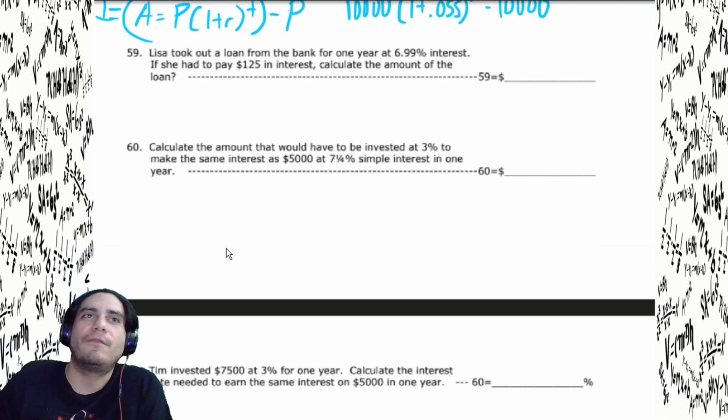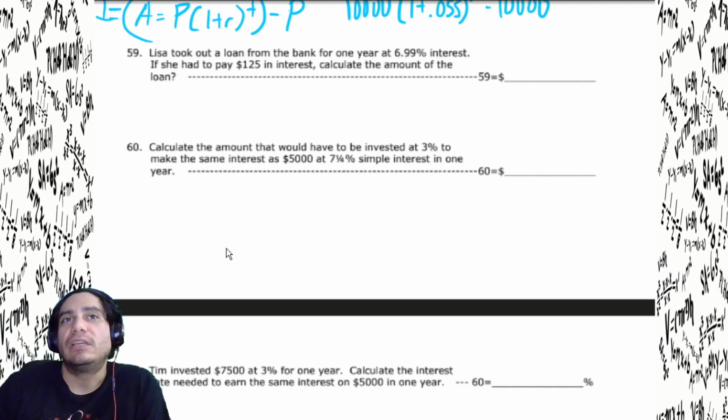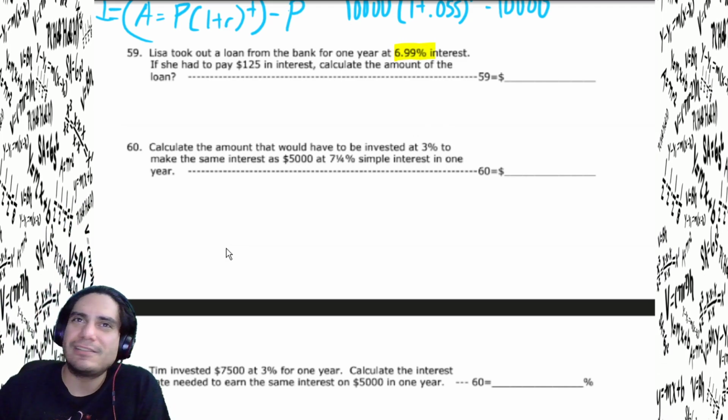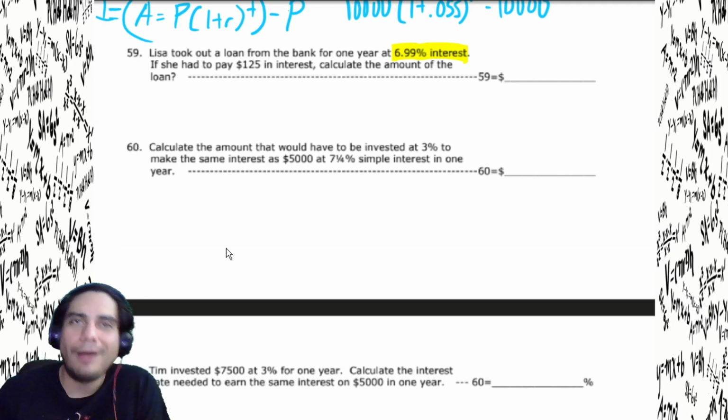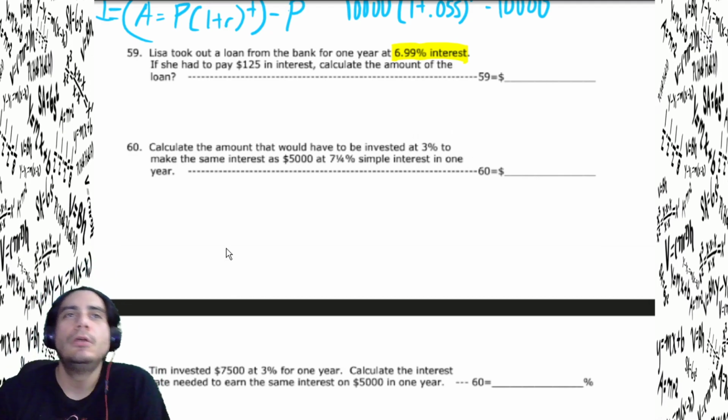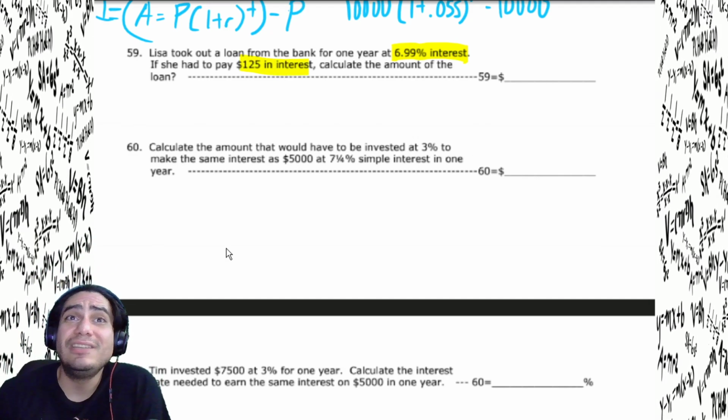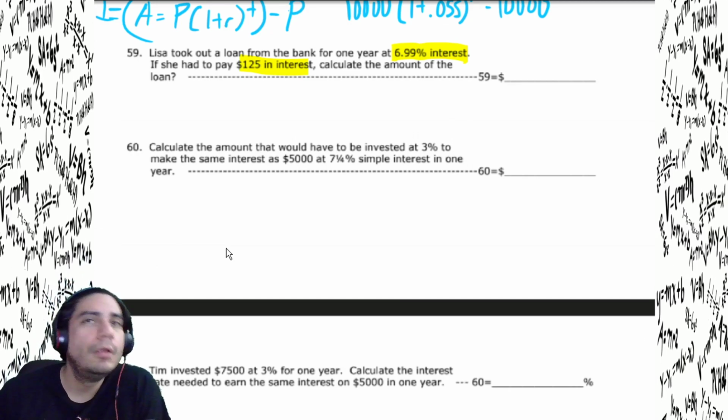All right, let's see number 59. Lisa. Look at that interest, girl. Dude, what is wrong with you? Why are you even borrowing money? She's got to pay $125 in interest. Oof. Now, look, here's the deal.